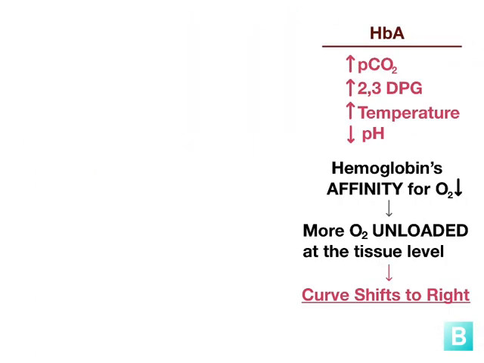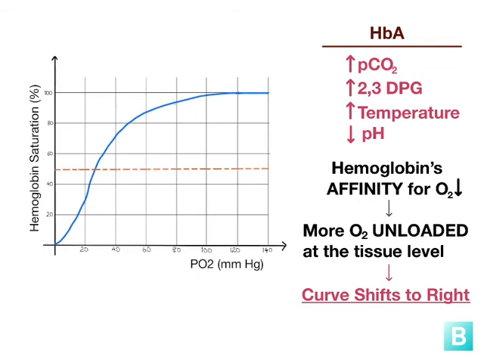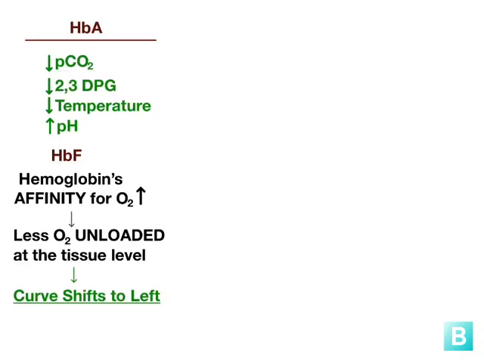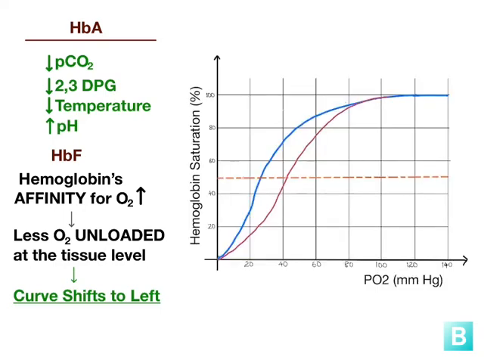So summarizing, in adult hemoglobin, increased PCO2, increased 2,3-DPG, increased temperature and a low pH favor more unloading of oxygen to the tissues and thus shift the curve to the right. Whereas decreased PCO2, decreased 2,3-DPG, decreased temperature, high pH as well as fetal hemoglobin favor oxygen binding and thus shift the curve to the left.